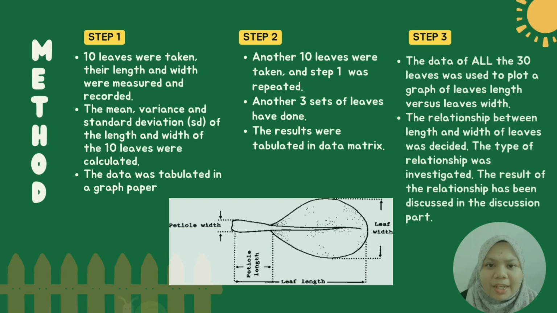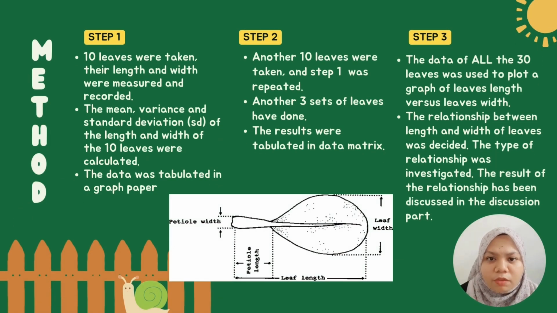In this practical, there are 3 steps of method that have been followed. First step is 10 leaves were taken, and their length and width were measured and recorded. Then the mean, variance, and standard deviation of the length and width of the 10 leaves were calculated. Then the data was tabulated on graph paper. Next step, another 10 leaves were taken and step 1 was repeated. Next, another 3 sets of leaves were done. Then the results were tabulated in a data matrix.